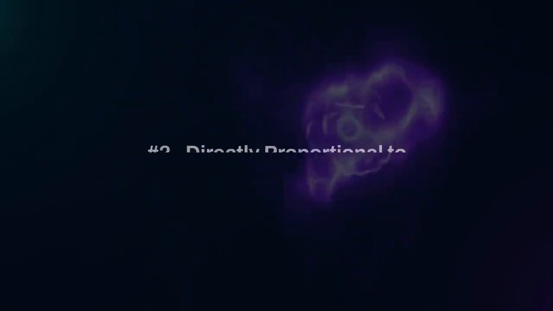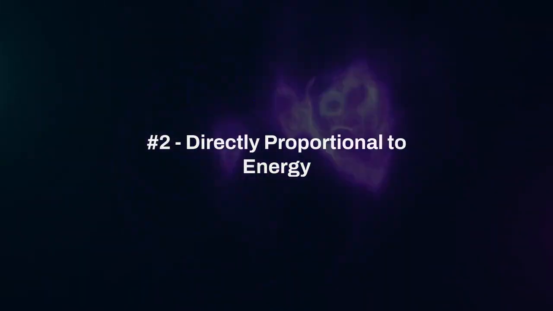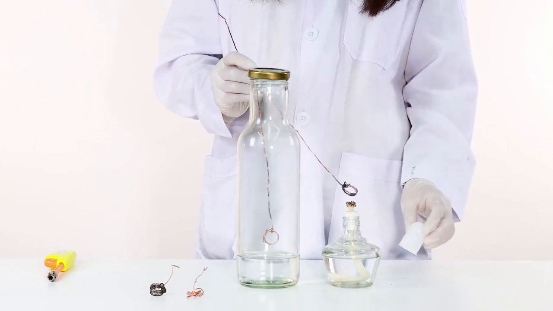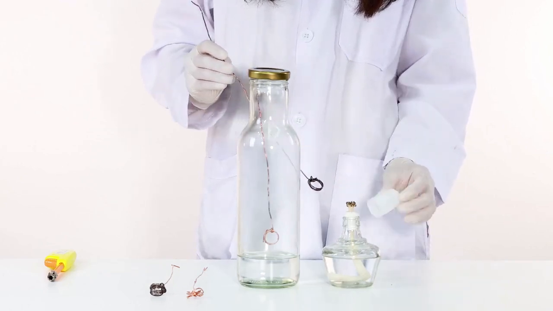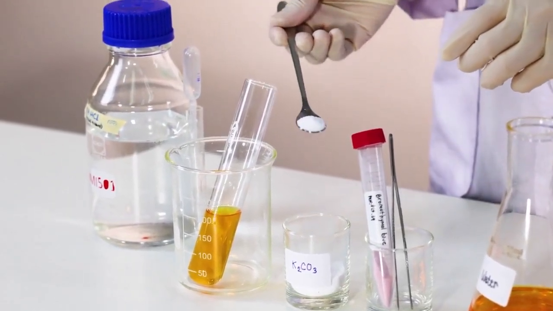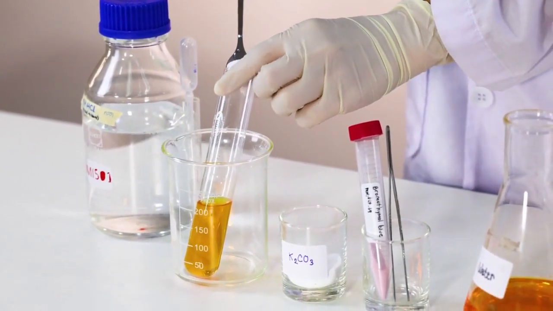Easy. Number 2, and this is the most important reason, wavenumber is directly proportional to energy. Just like frequency, a higher wavenumber means a higher energy vibration. When you see a peak at a high number like 3300 cm⁻¹, you instantly know that's from a high energy, stiff bond, like an OH stretch.